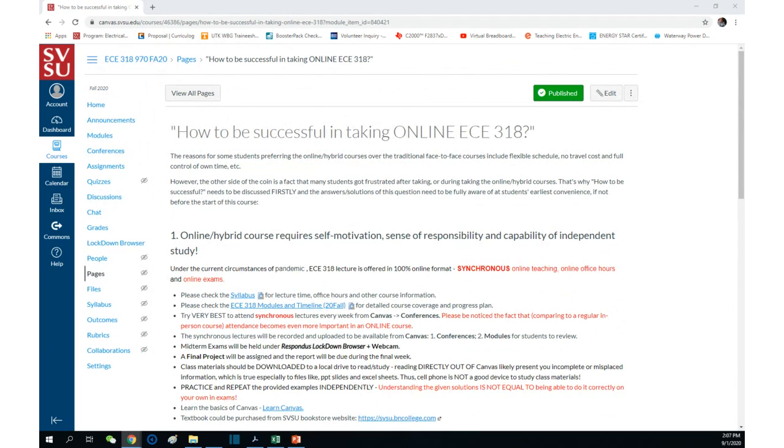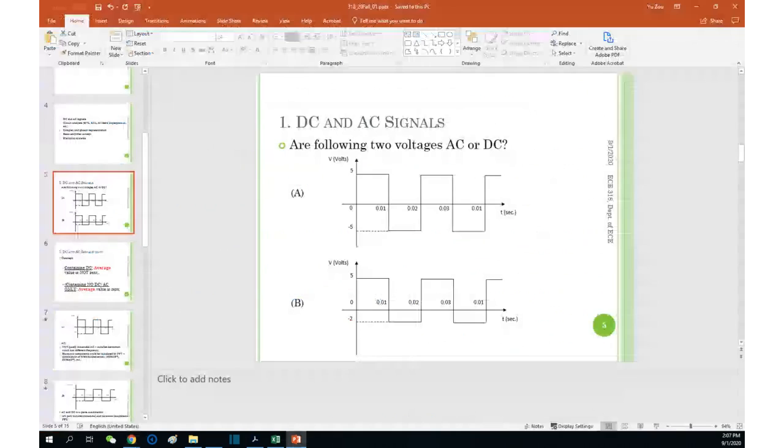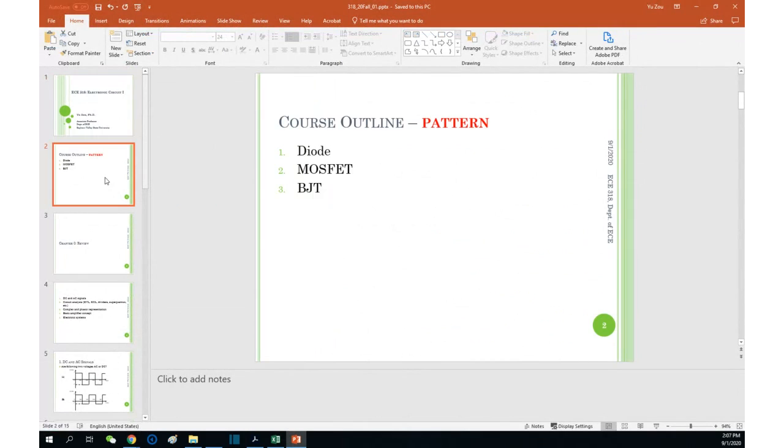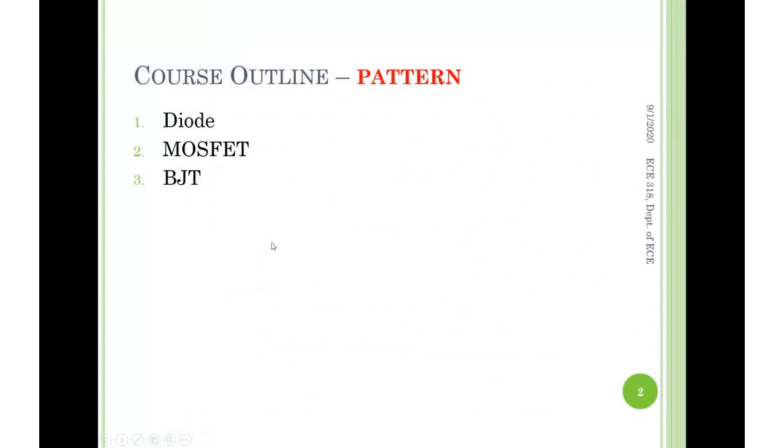And now we can jump into our lecture. Today, the most important thing knowledge-wise is not any detailed knowledge, but the course outline, the structure of the course, how you understand this structure of the knowledge. This course is about and only about three semiconductor components: diode, MOSFET, and the BJT.